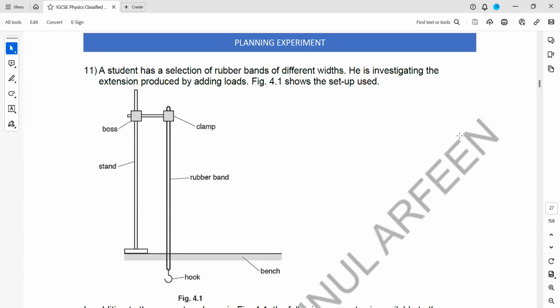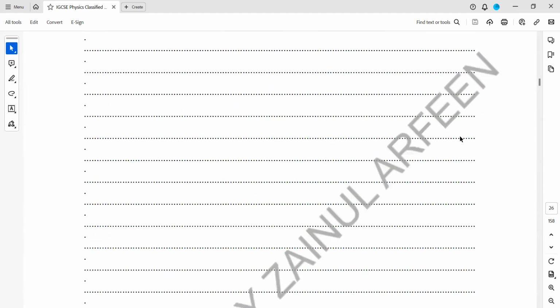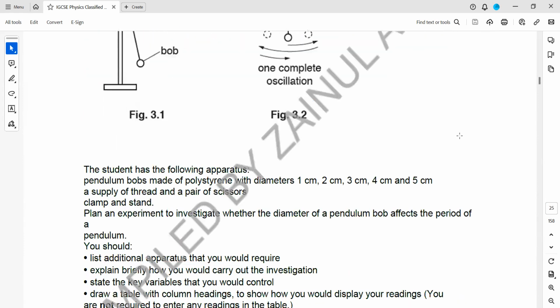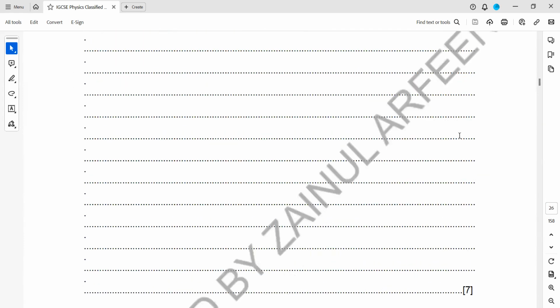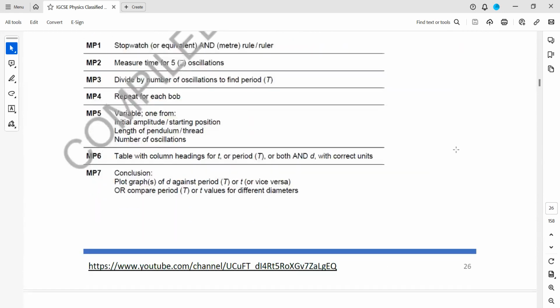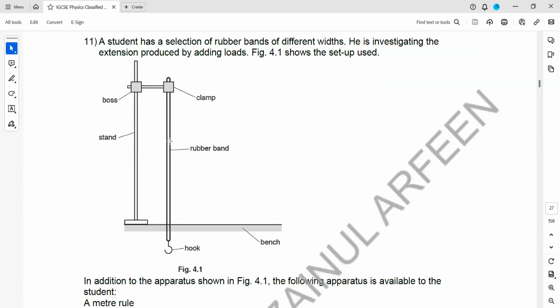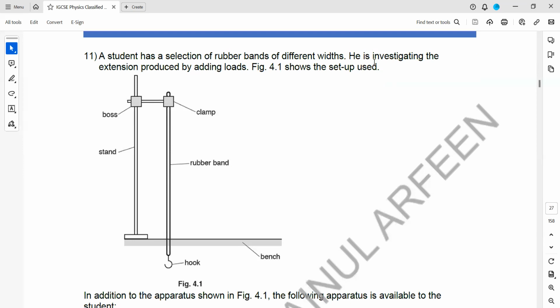Question 11 will do, or question 10 is about the pendulum, the time period of pendulum. You will find a repetition in a very common type of question. So question 11: a student has a selection of rubber bands of different widths. He is investigating the extension produced by adding loads. Figure 4.1 shows a setup.